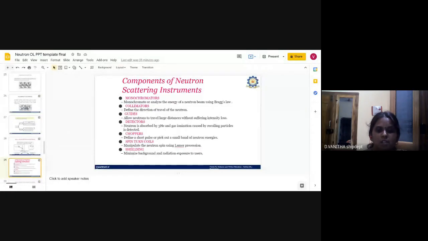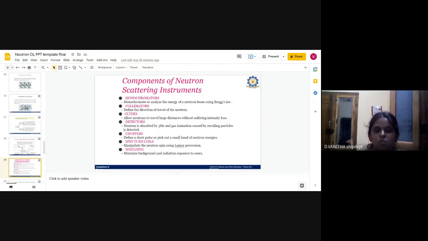So these are the components of neutron scattering equipment. First of all, monochromators, which are used to analyze the energy of the neutron beam by using Bragg's law. The next one is collimators. It defines the direction of travel of a neutron, and there are guides available that are used to allow the neutrons to travel large distances without suffering intensity loss.